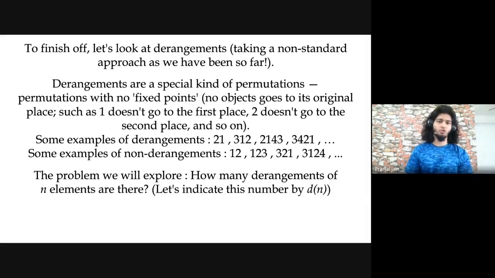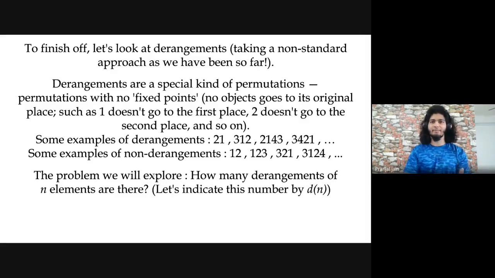So that means no one goes to their original position. So if the permutation is of numbers 1, 2, 3, and so on, then no number goes to its own place. So 1 doesn't go to the first place, 2 doesn't go to the second place, and so on. So you can look at these examples just to make sure that you've understood what the idea is. And the problem which we'll be exploring is how many derangements are there.